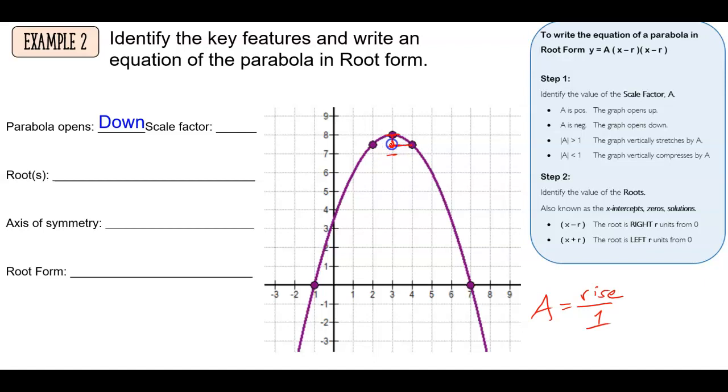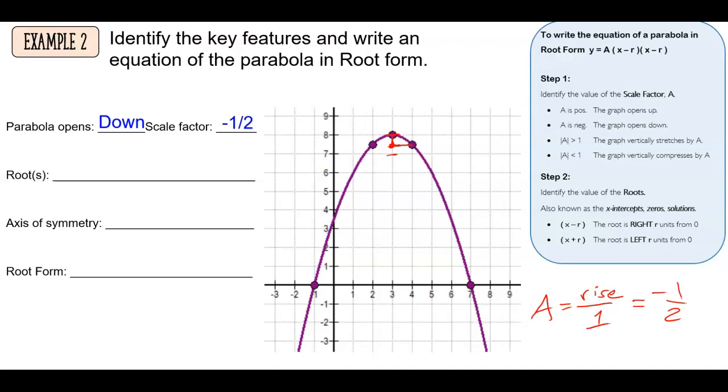So 0.5 right here at half. Either way, that's down a half over to the right. Okay? So if it's going down, negative, right? So it's really a negative 1/2. Because it goes down 1/2 over 1. So negative 1/2 is a good scale factor. All right? So we got our a value. That's tricky when it's not a whole number, right? What about my roots?